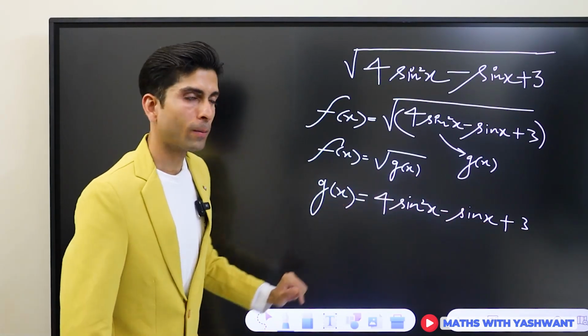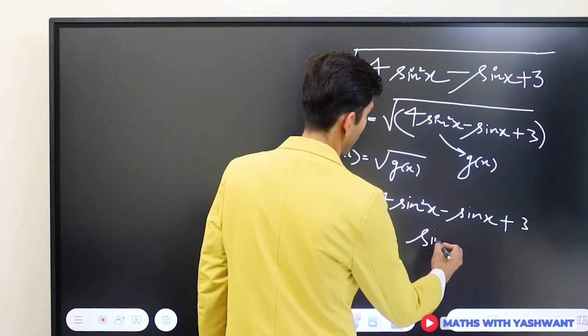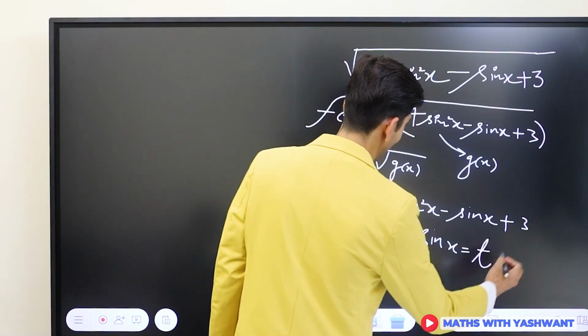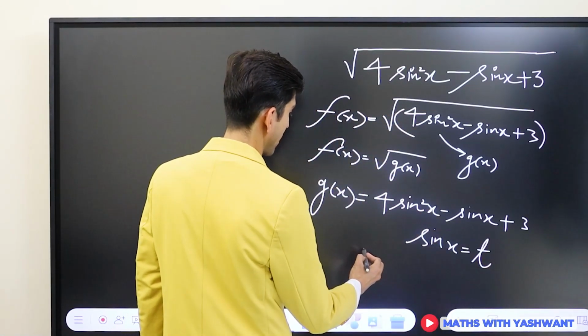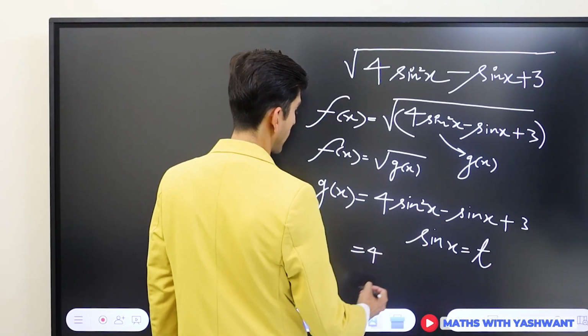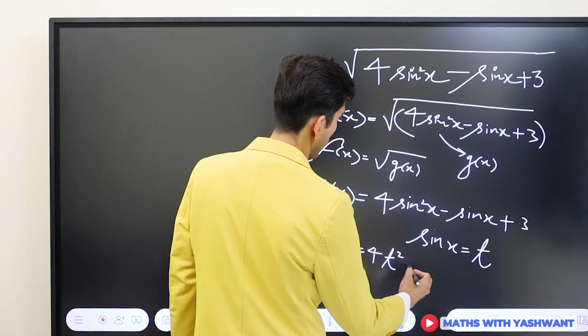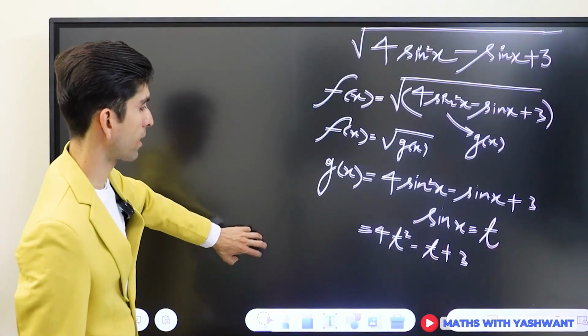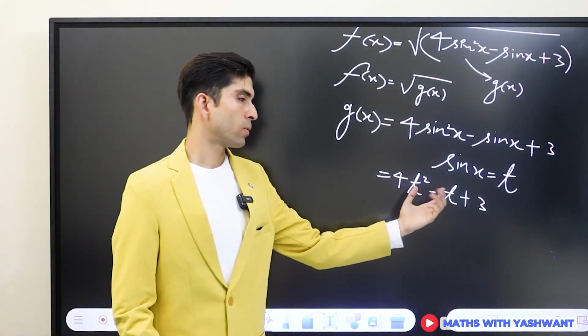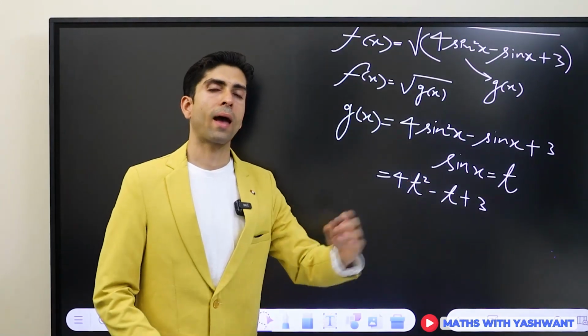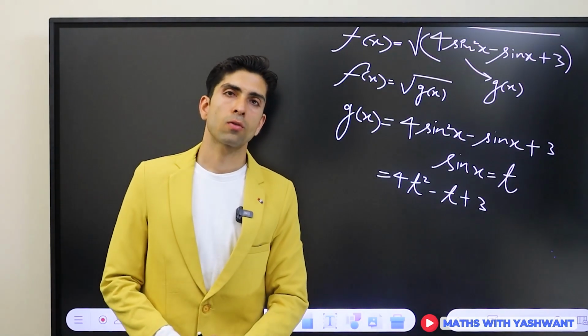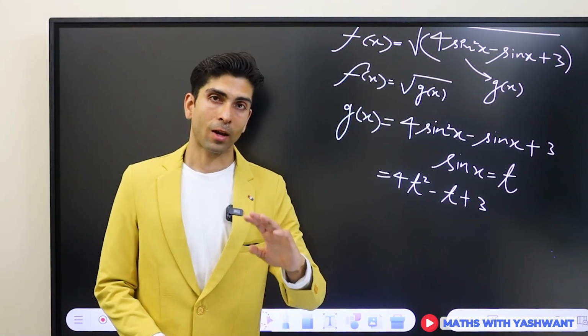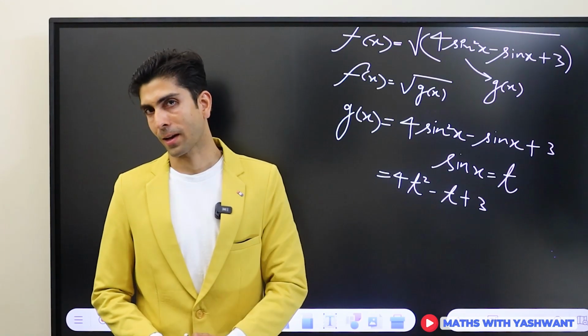Well, if you substitute sine of x is equal to t, you have 4t square minus t plus 3, and this is a quadratic expression. Now, whenever we come across a quadratic expression and we need to find the range of that quadratic expression, it is advisable to use a special technique.